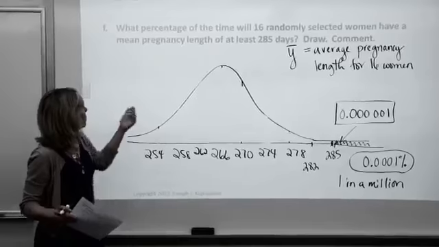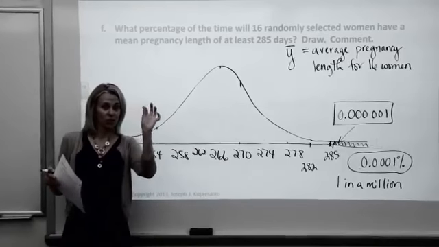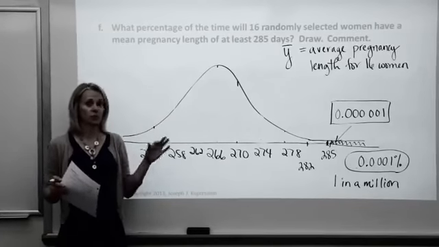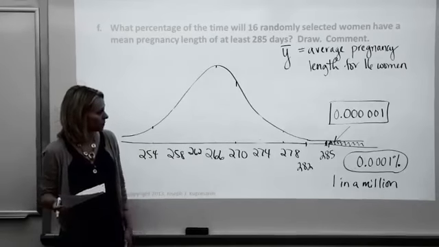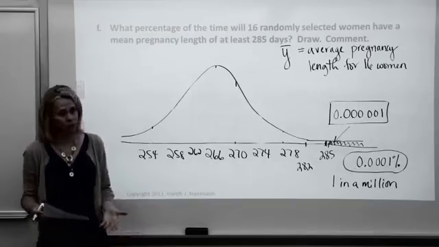Whereas if you flip back a couple and look, the likelihood that an individual pregnancy lasts 285 days or longer, that wasn't as unusual there. But the likelihood that the sample mean is that big is very rare.